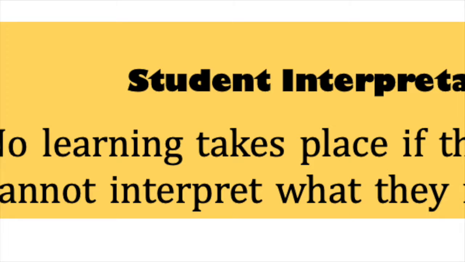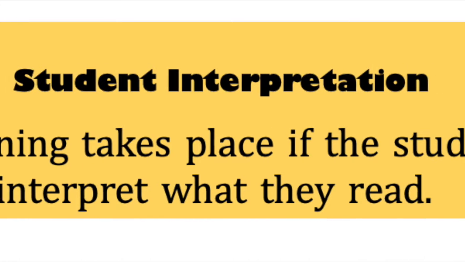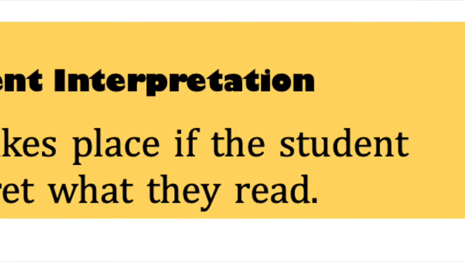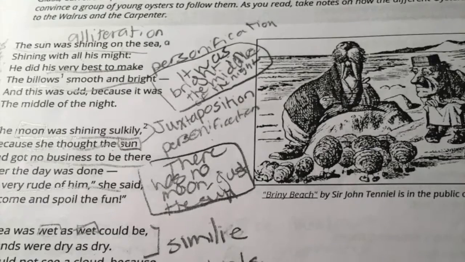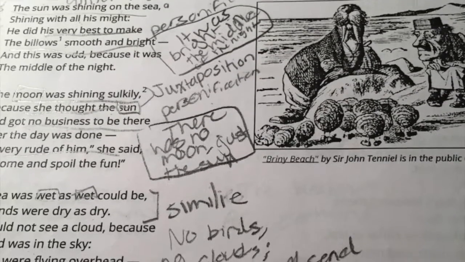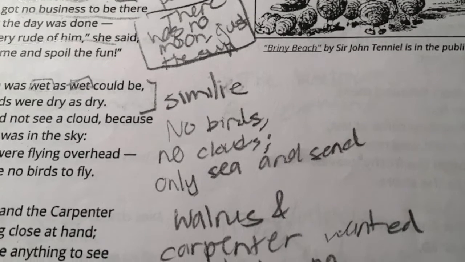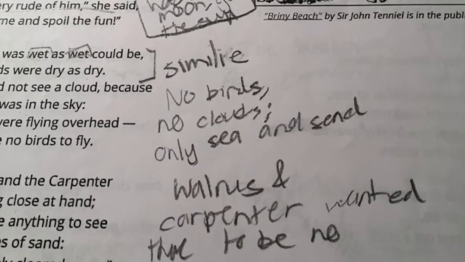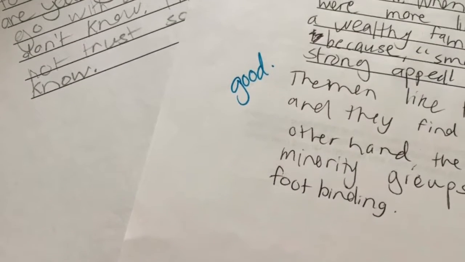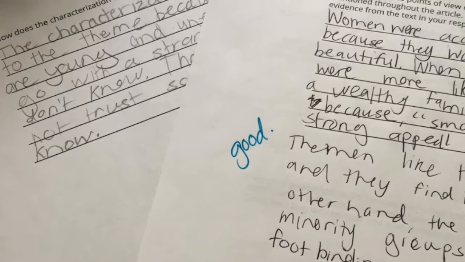But no learning is complete if the student can't interpret it. By having the student look at the poem and rewrite it in their own words to see if they understood it, as well as picking out the various poetry, literary elements, and then writing paragraphs helps bring the entire piece together.